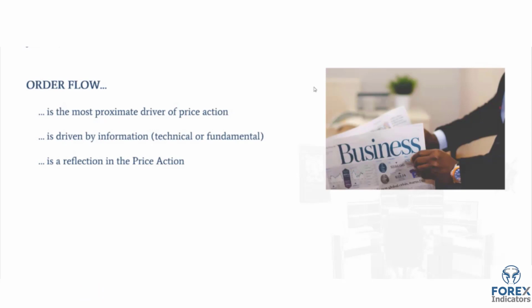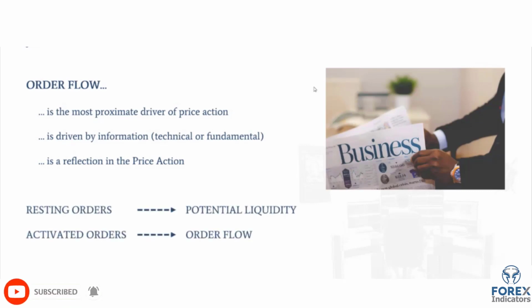And that information behind the order flow can generally be of four major types: technical, fundamental, sentiment, and flow-based information. All four of those types of information translate into order flow, which gets reflected in the price action. So it's super important you understand how the market moves, how the price action forms, and why.